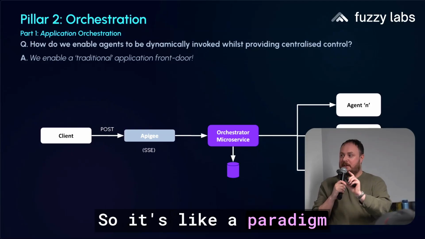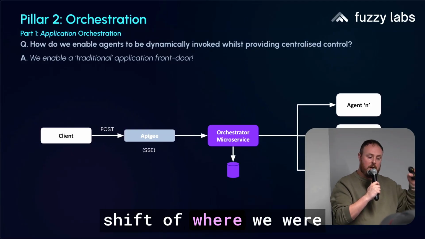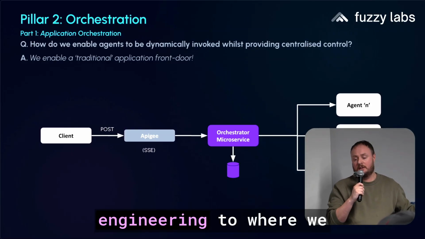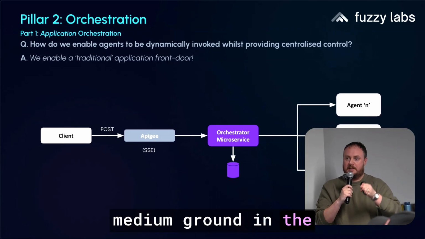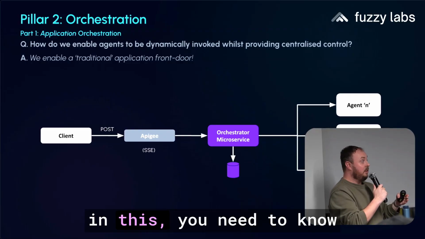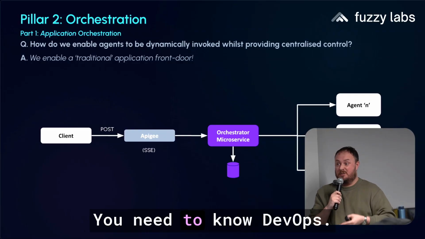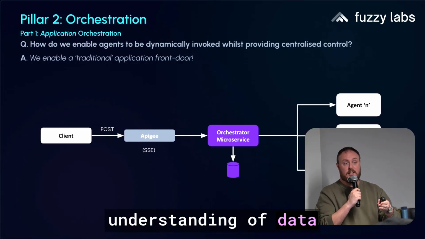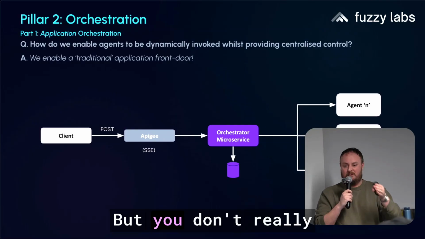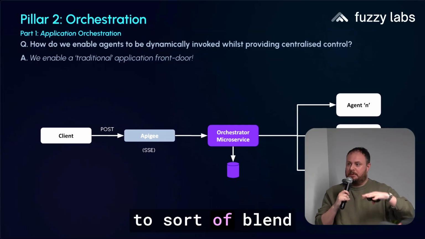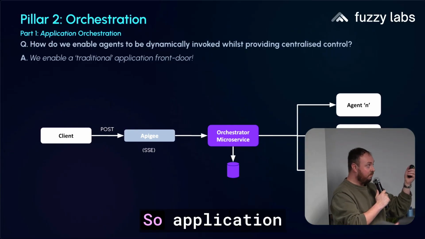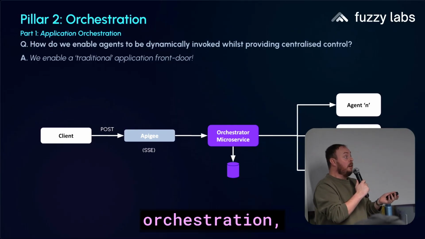So it's a paradigm shift from where we were with traditional software engineering, to where we went with machine learning, to some happy medium ground in the middle, whereby to succeed in this, you need to know software engineering, you need to know DevOps, you need to have an understanding of data science and MLOps, but you don't really need to be an expert in any one of those areas. You need to be able to blend those skills together. So application orchestration, standard stuff.